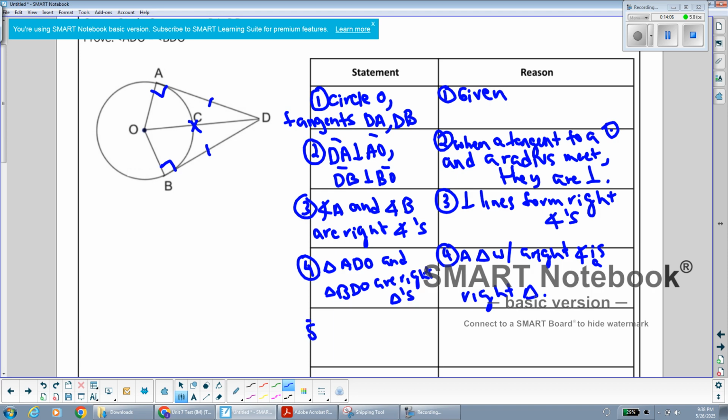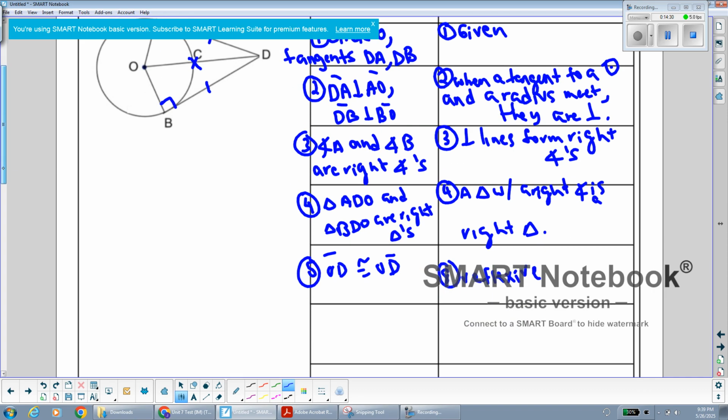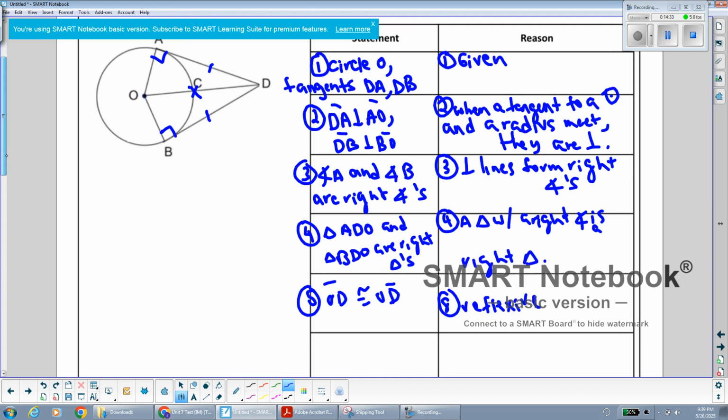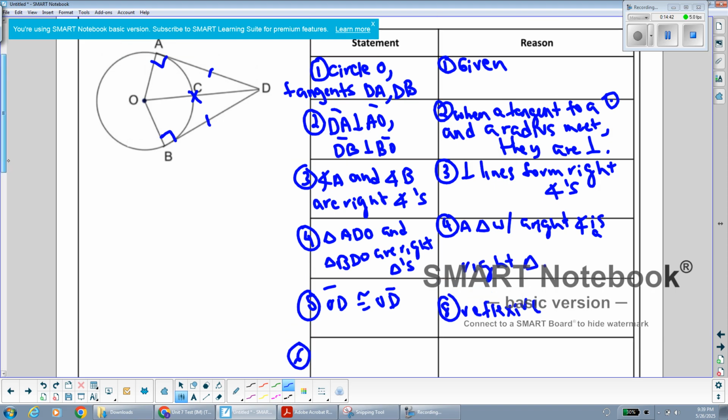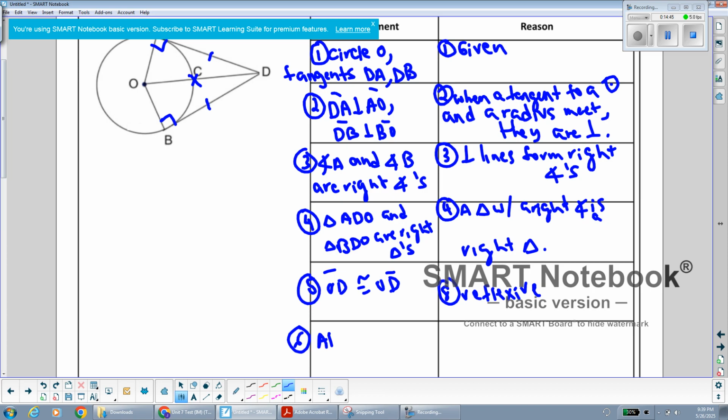Okay. So that was all to get the right triangles. So let me get in the sides I'm using. Now let me do the hypotenuse first. So the hypotenuse OD is congruent to OD, and that's due to the reflexive property. And then let me make sure I get the leg in. So the leg is, let me look at that letter, AD, congruent to BD.